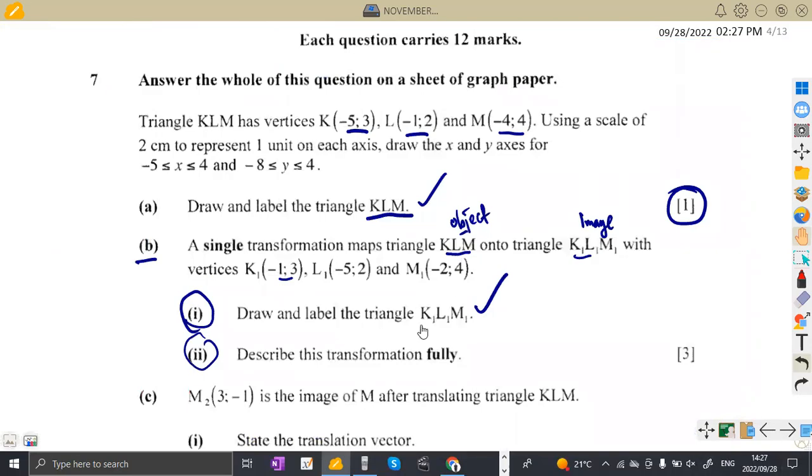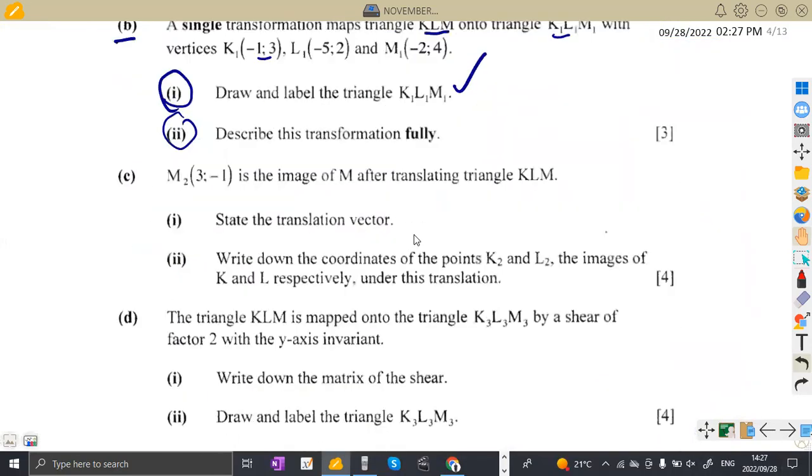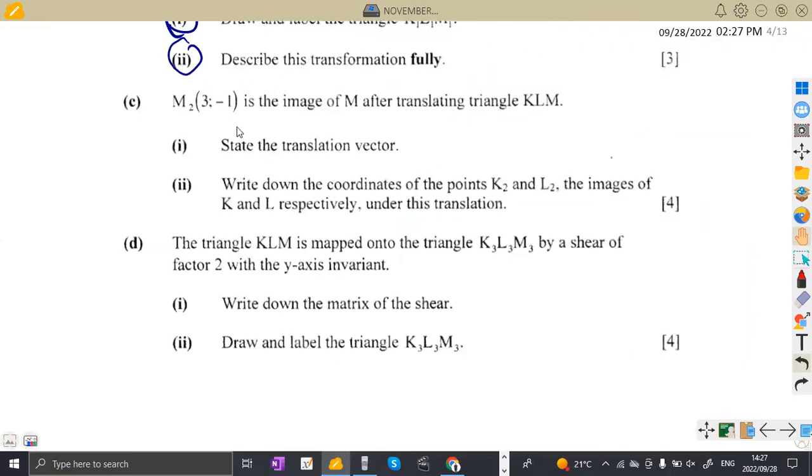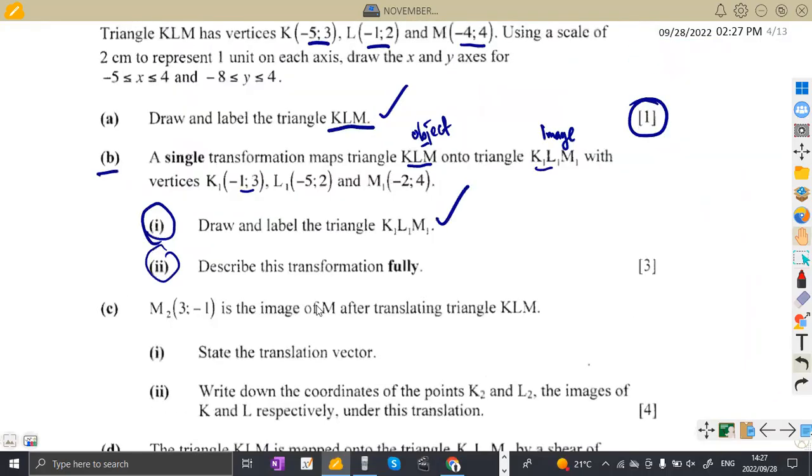We are given M2 is actually (3, -1). State the translation vector. Okay, so this is the image. So now we need the translation vector. M2 is the image, so we are given the image here. And how do we find the translation vector?